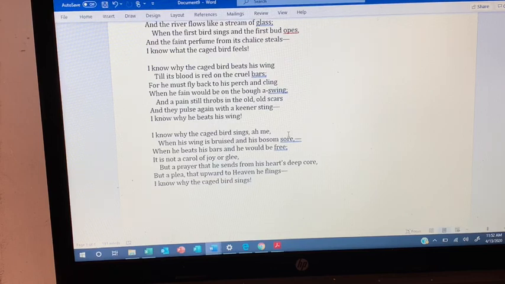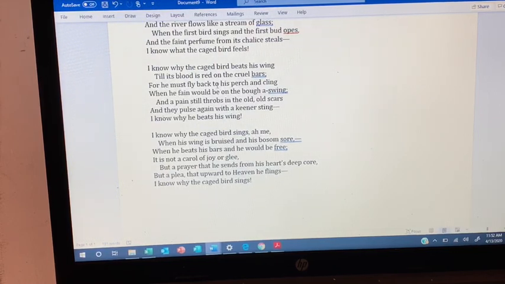And the pain still throbs in the old scars, and they pulse again with a keener sting. I know why he beats his wing. So again, we get sympathy. The speaker understands what the bird is going through, and what is the bird going through that he understands?